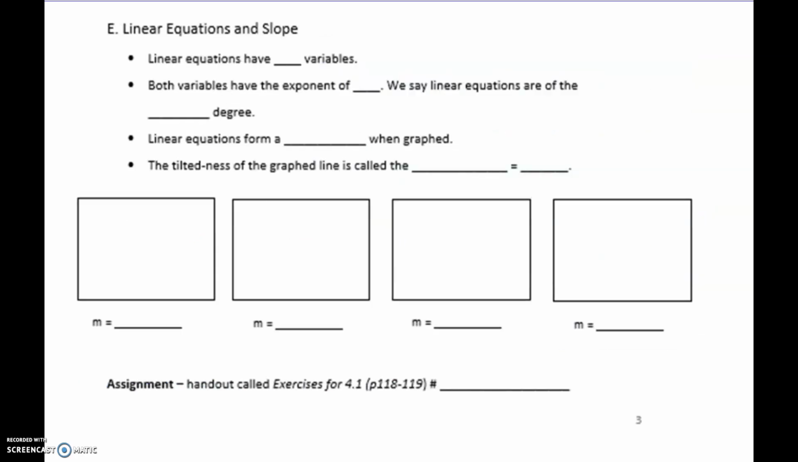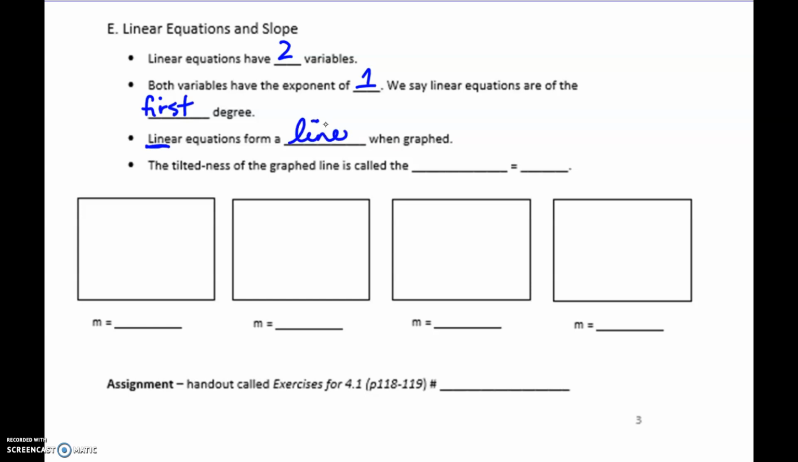Linear equations have two variables, usually an x and a y, but it doesn't have to be x and y. Both variables have an exponent of 1. We say linear equations are of the first degree. So when we talk about a degree, that's the highest exponent in an equation or an inequality. Linear equations form, well, the key is here, they form a line when graphed.